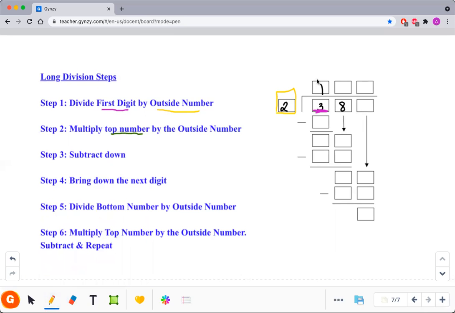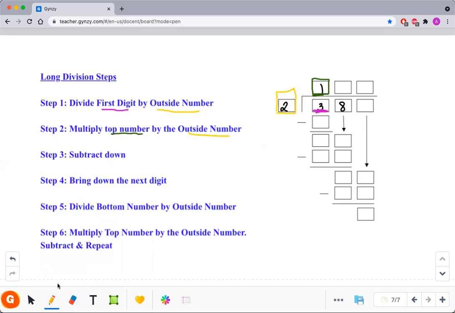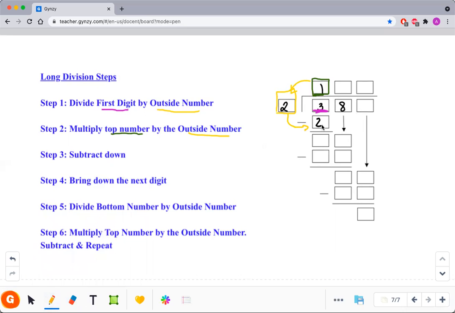Okay, now we have this wonderful thing called a top number. So then I will underline that, or I'll box it in the green. Okay, so now we know the top number and we have the outside number. So we want to multiply them. And sometimes I do this because that's how you kind of want them to think about it. 1 times 2 is 2. Okay, now we're on to step 3. We subtract down. Step 4, bring down the next digit.